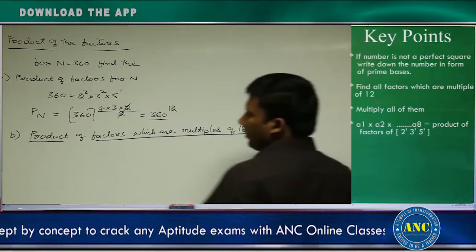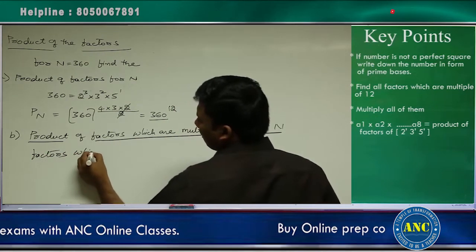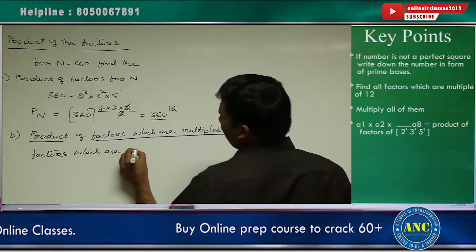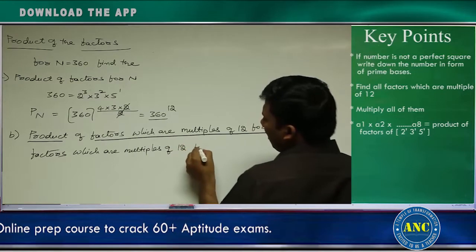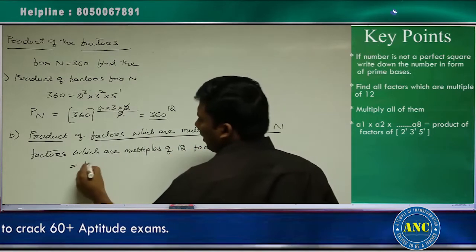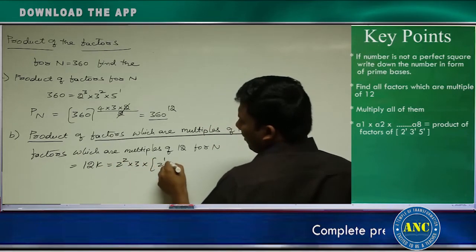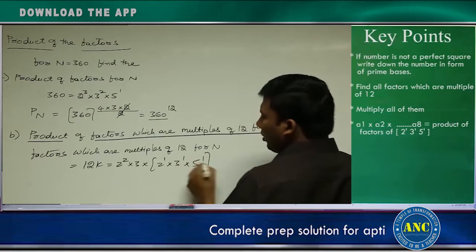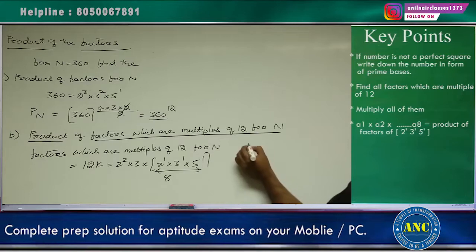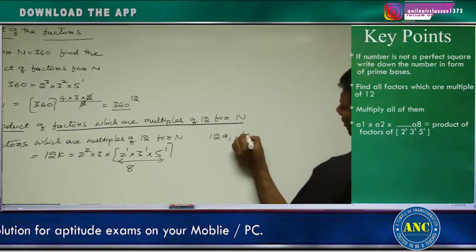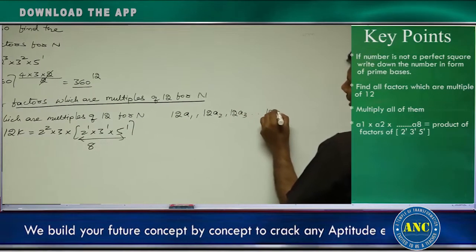Factors which are multiples of 12 for n. So, this will be 12k. 12 will be 2 square into 3. Remaining is 2 power 1, 3 power 1, 5 power 1. Total factors are 8. We will call these 12a1, 12a2, 12a3 and so on up to 12a8.